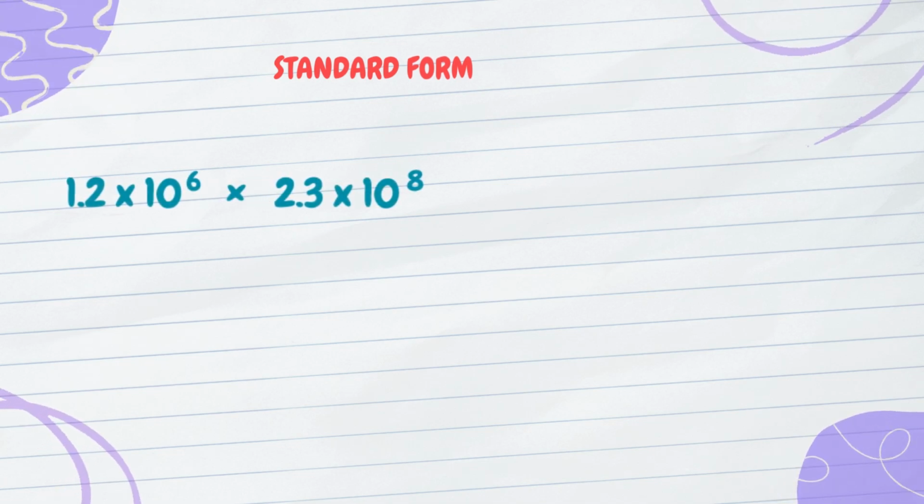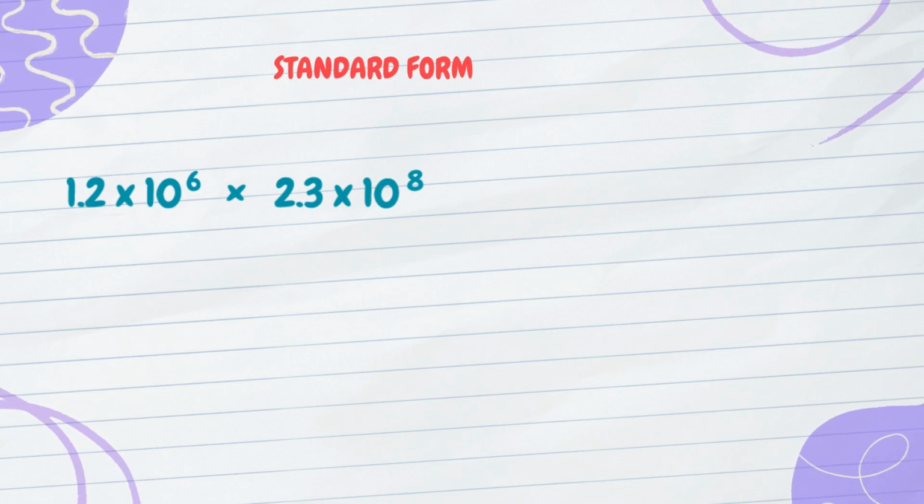Let's see some examples. Find the solution for 1.2 times 10 to the power 6 and 2.3 times 10 to the power 8.